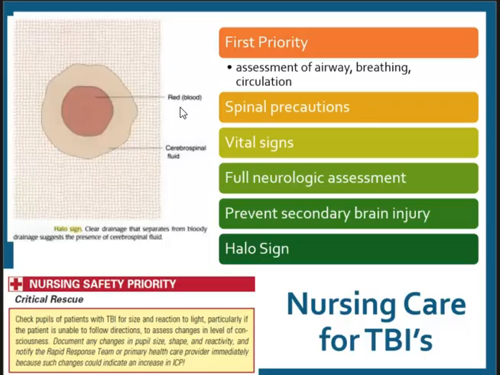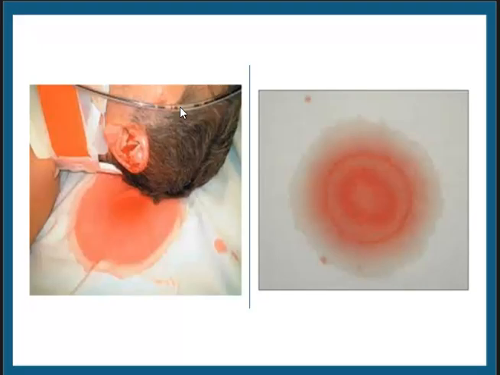So your safety priority: check pupils of patients with a TBI for size and reaction to light, particularly if the patient is unable to follow directions. To assess changes in level of consciousness, document any changes in pupil size, shape, and reactivity, and notify the doctor or rapid response team, because this could indicate increased intracranial pressure. Another example of why nurses love those white sheets, because we can see the halo sign.